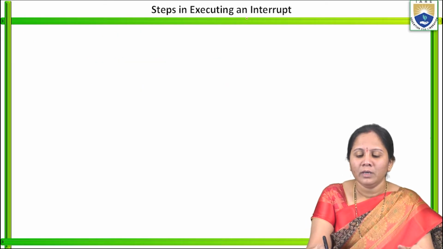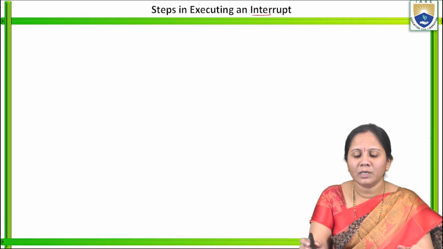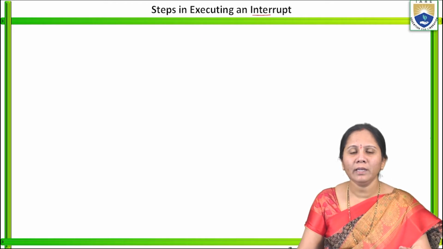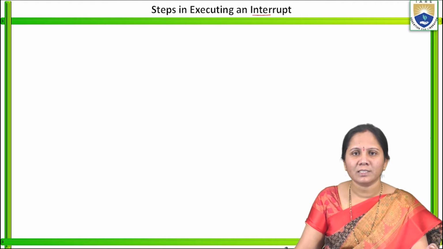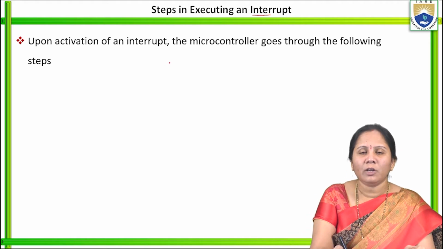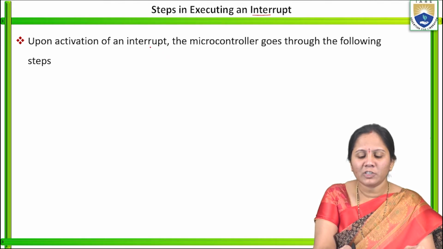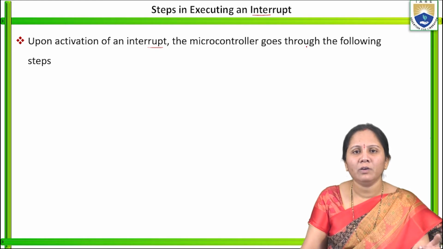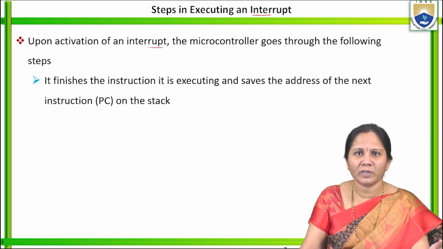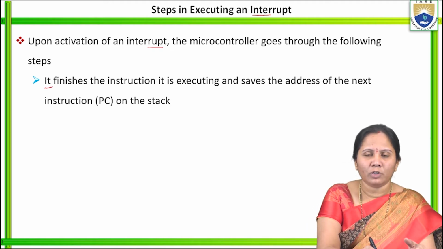Now, here we will see what are the steps in executing an interrupt. That means when an interrupt occurs, how the microcontroller is going to respond. So what is the process the microcontroller will follow when the interrupt occurs? So here are the following steps. Upon activation of the interrupt, that means when the interrupt occurs, the microcontroller will be following all these steps. So the first one is here. When interrupt occurs, it means here microcontroller.